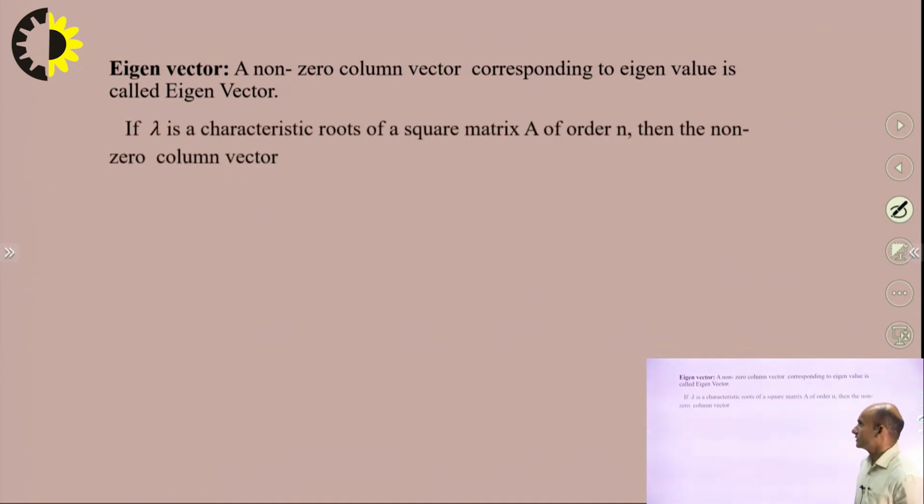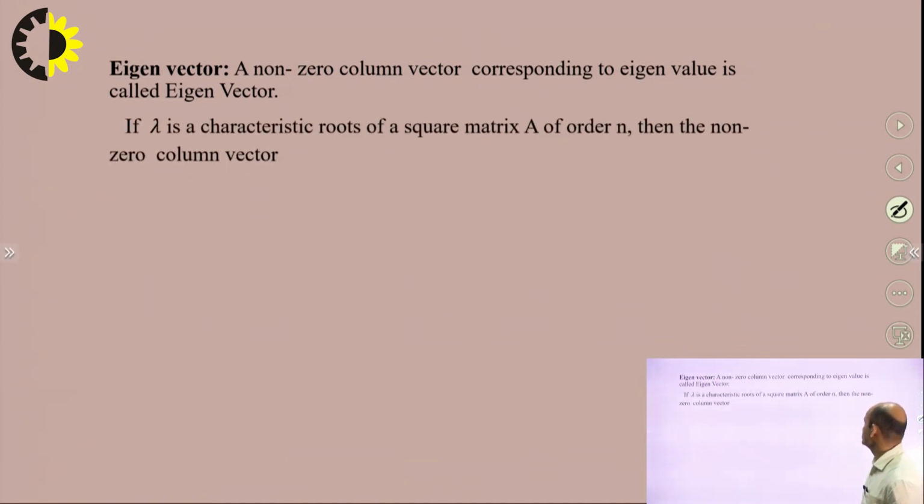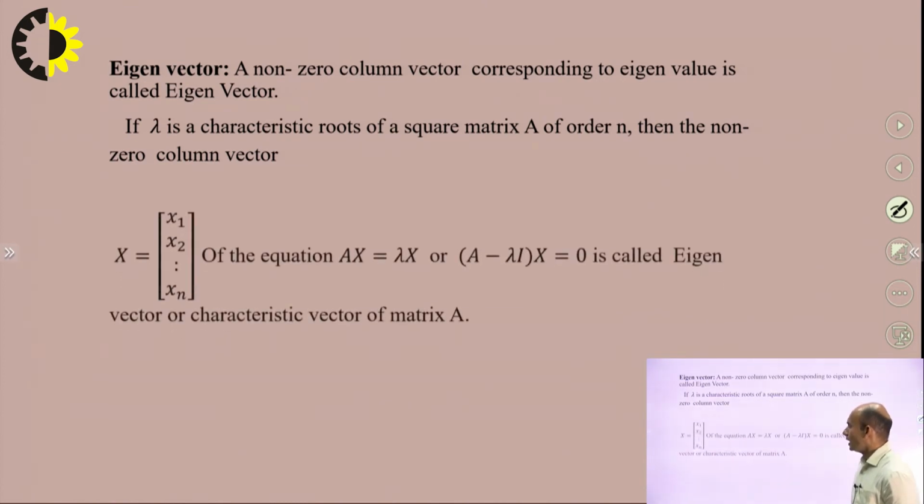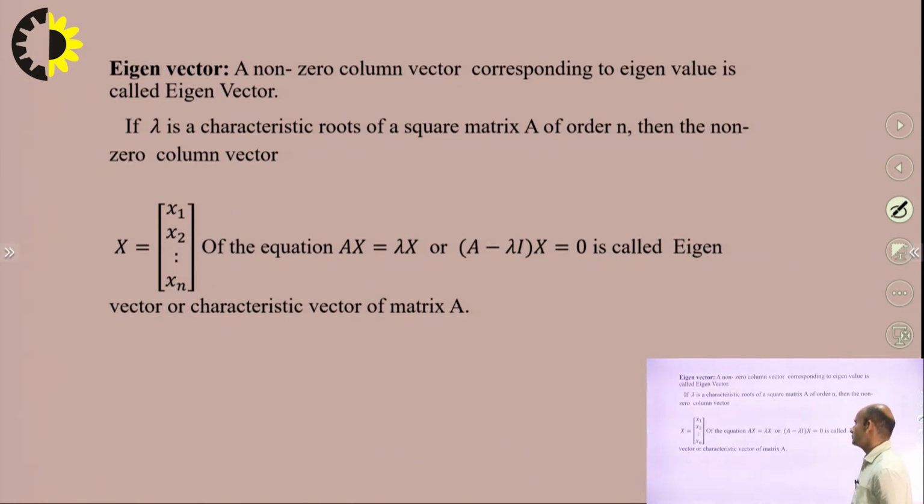Now, come to the very important part of this one, and the second topic of this class, which is eigenvector. So, what is an eigenvector? This is a non-zero column vector corresponding to any eigenvalue, which is known as the eigenvector. Then how to find this eigenvector, or what is the eigenvector actually? The eigenvector is the solution of this equation.